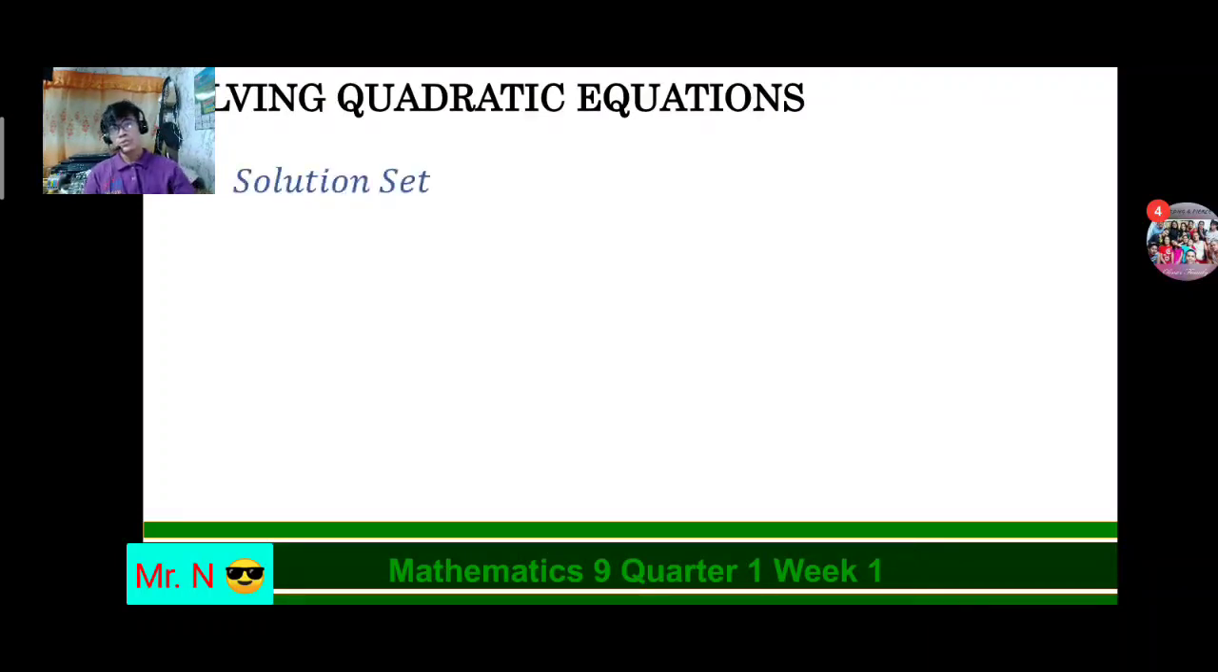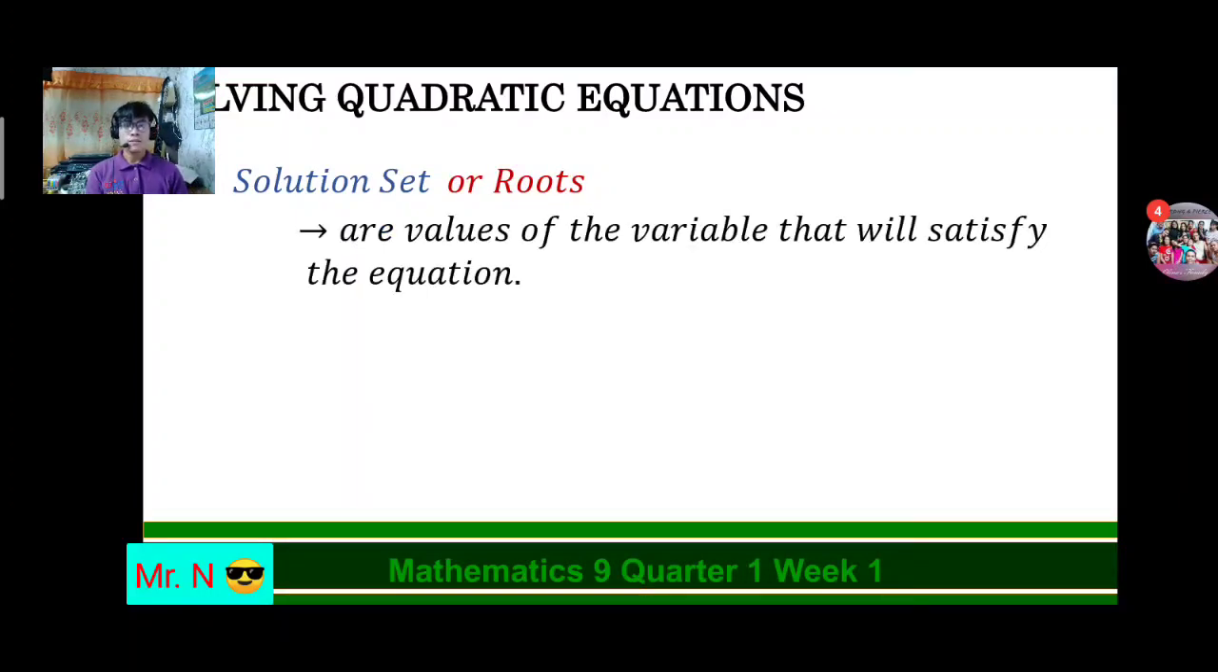Let's have the solution set, or sometimes called roots. These are values of the variable that will satisfy the equation. In short, ito yung sagot sa quadratic equation, the value of the variable that will satisfy the equation. Ibig sabihin, when you substitute that value of the variable to the equation, it will satisfy it.